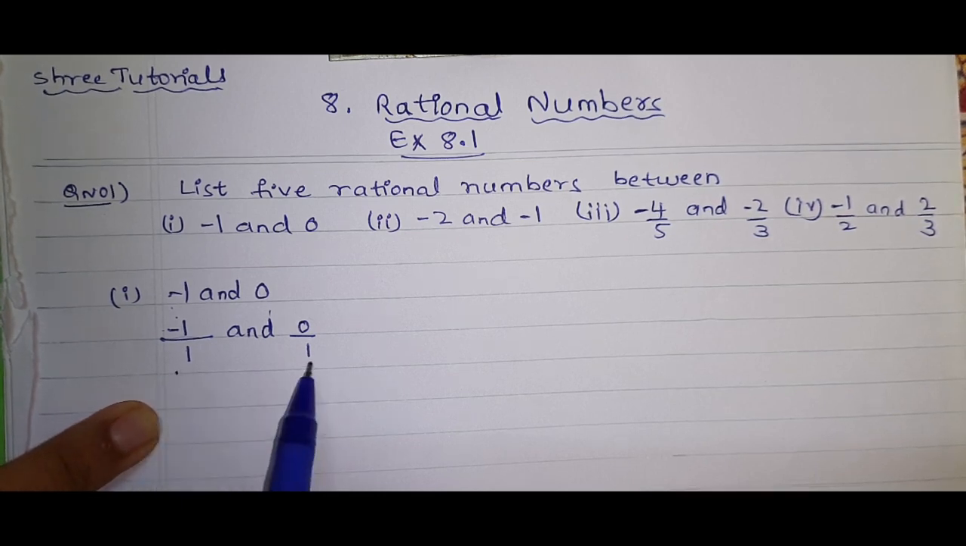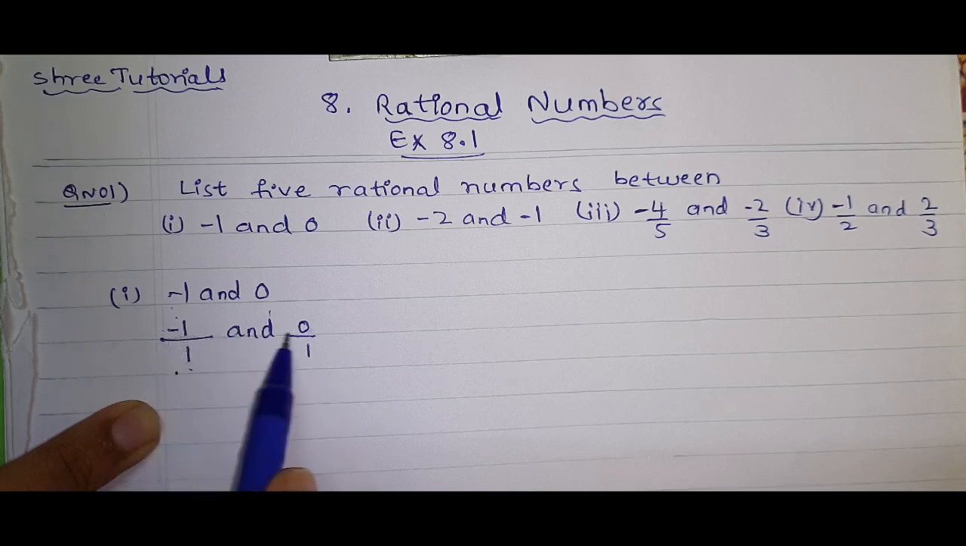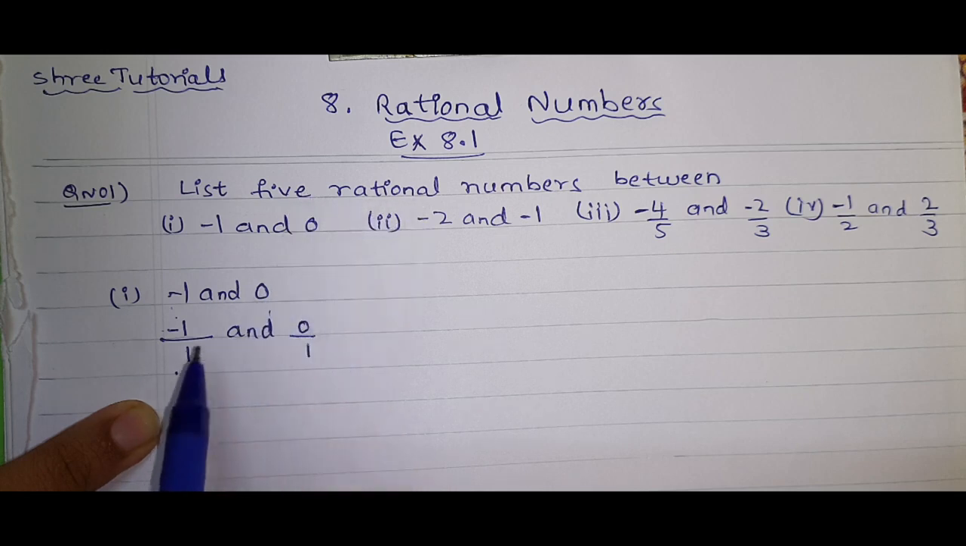Now the denominators are same. This is also 1 and this is also 1. Now look at the numerators. This is minus 1 and this is 0. The difference between minus 1 and 0 is very, very less. You can't get 5 rational numbers between these two.